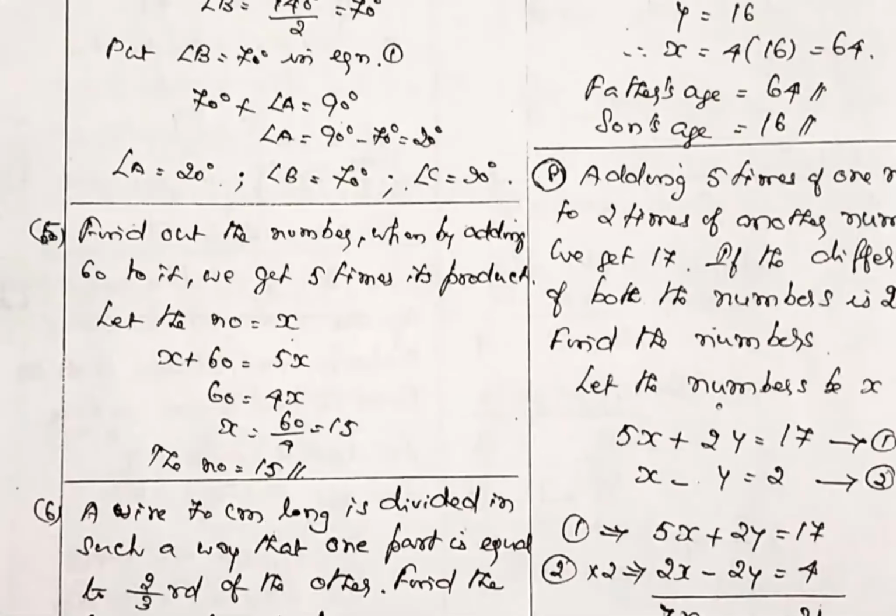Problem number 5, very easy. Find out the number which, when we add 60 to it, we get 5 times the number. So one number X, you add 60, 5x you will get, they are telling. On this, you will get the 5.